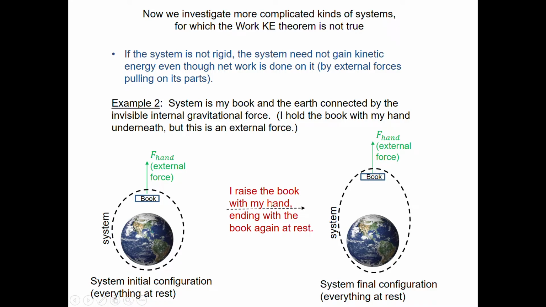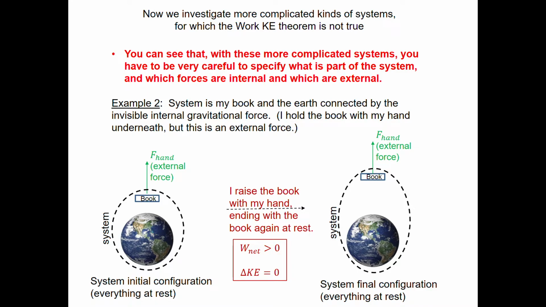So just like before, my hand force, the external force that's doing work on the book, is doing positive work because the book went up and I was pushing upward on it. So there's a positive net work done by external forces on the system, and yet the change in kinetic energy of the system is zero, since all the pieces start at rest and end at rest. Again, that's a violation of the work kinetic energy theorem. We shouldn't expect it to apply because it's not a system that's behaving like a particle or a bunch of disconnected particles with no internal forces.